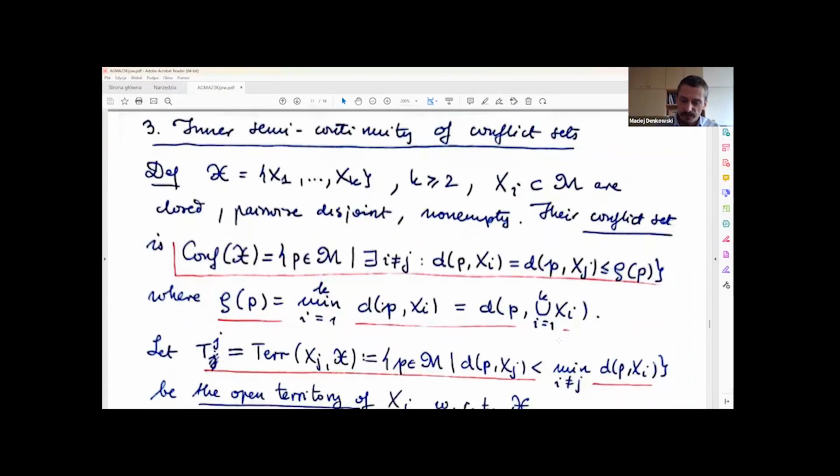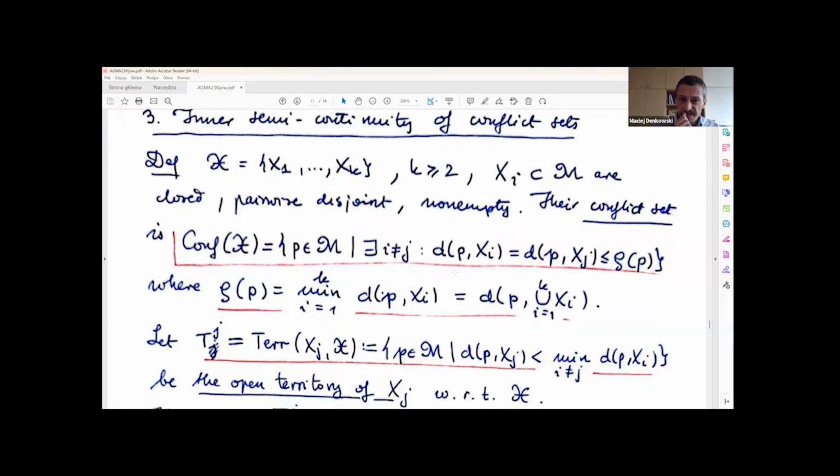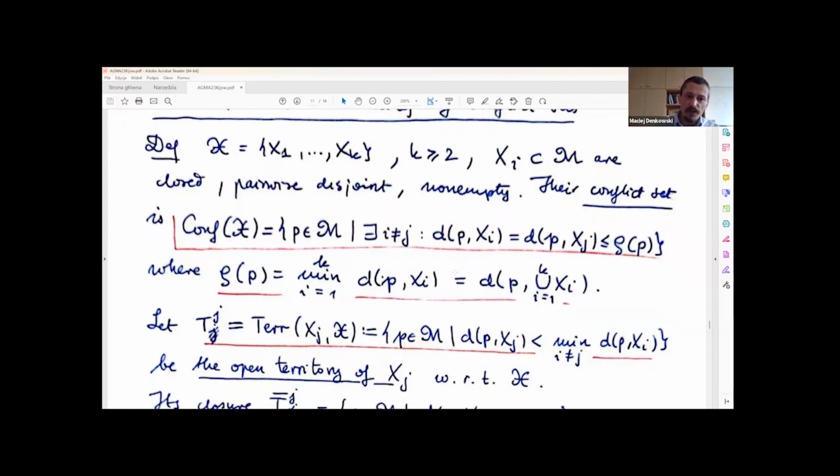What are conflict sets? It's a very close notion. You start from a finite number of pairwise disjoint non-empty closed sets, x1 to xk, at least two of them. And the conflict set is the set of points, so we keep this Riemannian manifold, for which we are the closest to at least two of the sets. So rho of p here is the distance to the union of the sets.